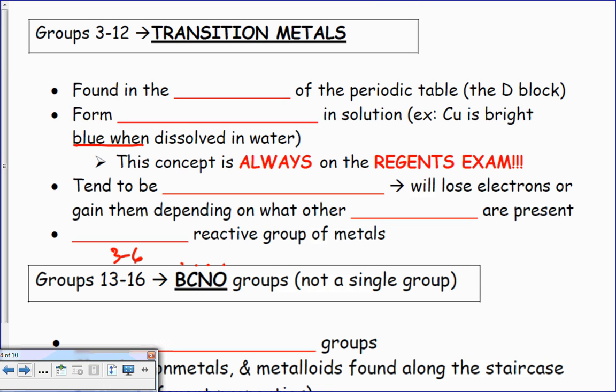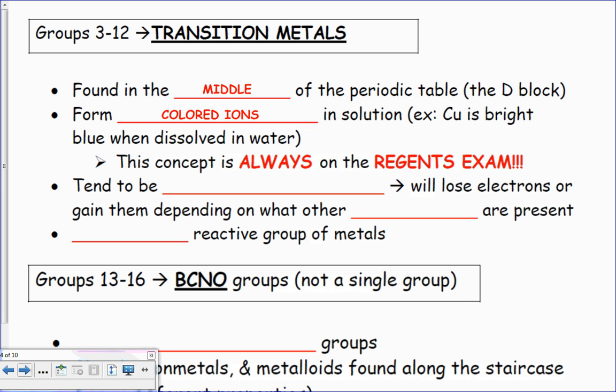Now we're going to move on to groups 3 through 12. Some people call these the D group block, the transition metals, the middle of the periodic table. We like to say that they form colored ions in solution, meaning if I took some iron and dissolved it in water, it would produce a nice brownish colored water, i.e. rust water. Other elements, such as copper, produce a nice blue color.